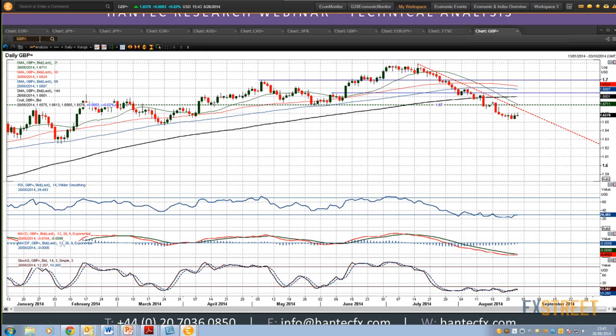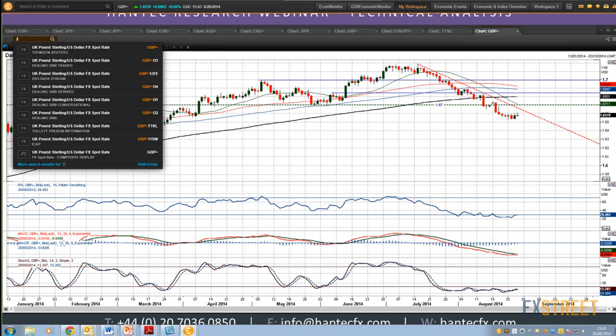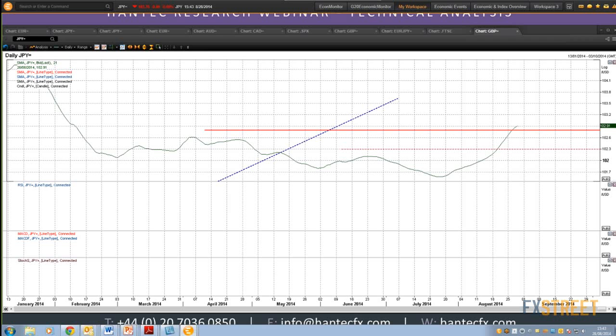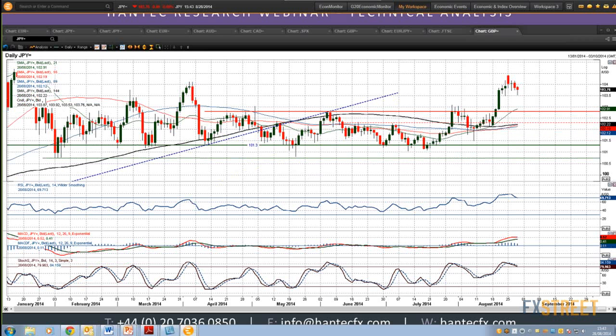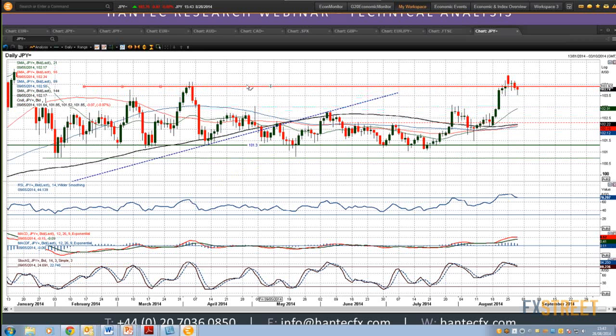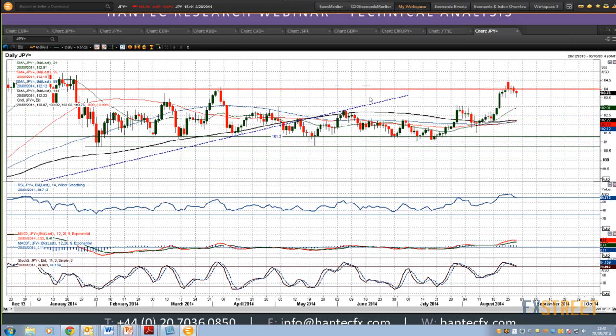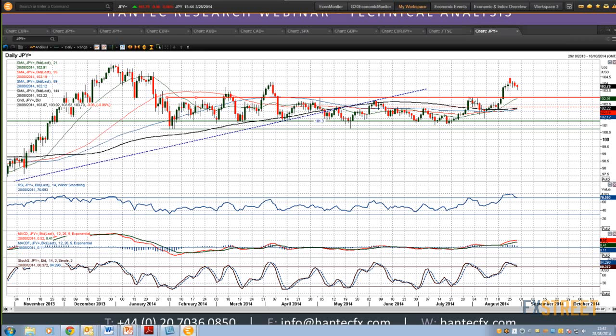Dollar yen is a different ball game. As I said in my webinar just now, it had been trading sideways. It's broken out above that 103 mark. It's broken out even above the 104 figure, which was a big resistance as well. I see this 103 support now as where this correction could be coming back to.